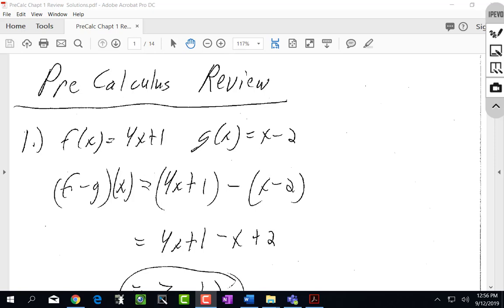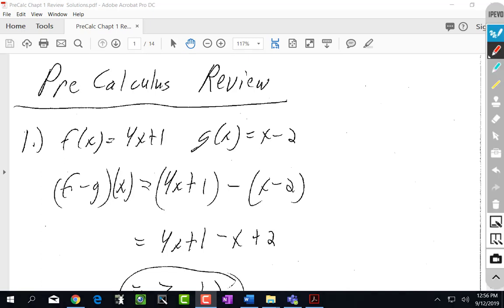Okay, so we look at problem number 1 on our pre-calculus review. It says evaluate f minus g of x for f of x equals 4x plus 1 and g of x equals x minus 2. Just need to remember that that just means we're going to go ahead and subtract those.